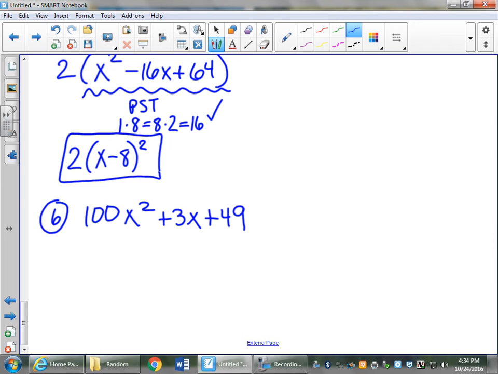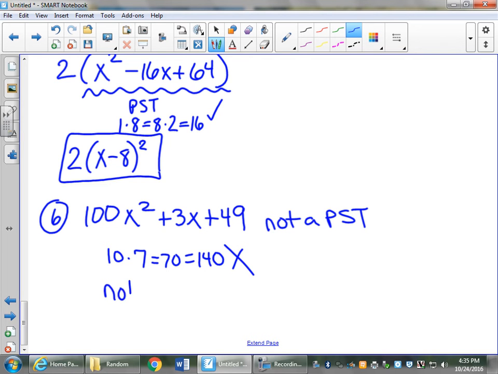If I check if this is a perfect square trinomial, because 1 and 49, they're both perfect squares, I'm going to get 10 times 7, which is 70, and if I double that, I get 140. That doesn't work. That's not 3. So this is not a perfect square trinomial. You could sit here guessing and checking all day long, finding factors of 100 and factors of 49. That'll give you 3. There aren't going to be any that work. This problem is not factorable.